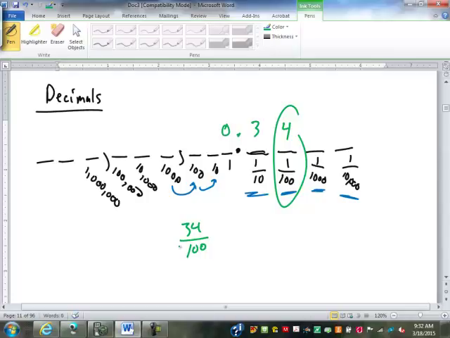It's a fraction. In fact, if we want to convert a decimal into a fraction, it is just that simple. We just converted 0.34 into a fraction. Now, we wouldn't leave it as 34 over 100 because both of those can be divided by 2. We can reduce that to 17 over 50.